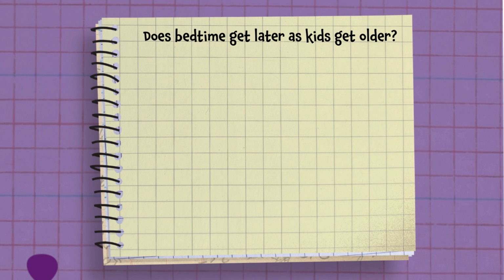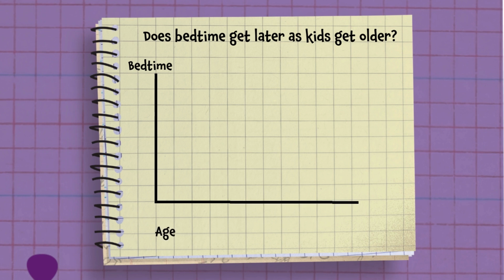Write the question at the top of the paper as the graph title. Do bedtimes get later as kids get older? The vertical axis will be bedtime. Draw a line and title it. Also draw a horizontal line and label age.